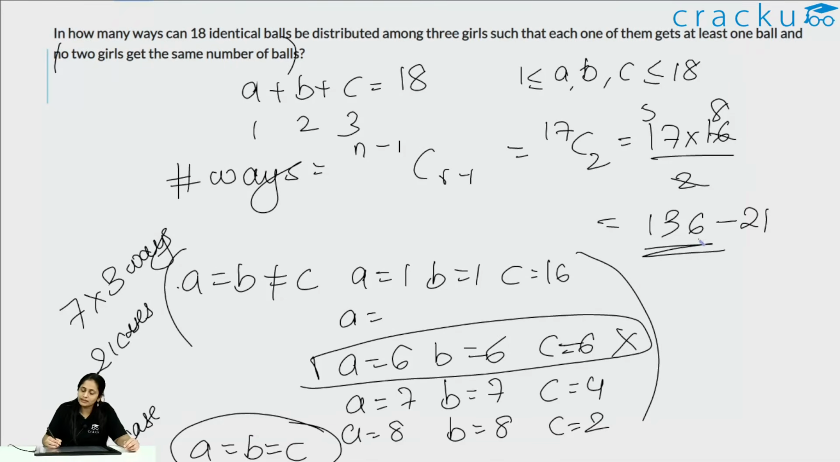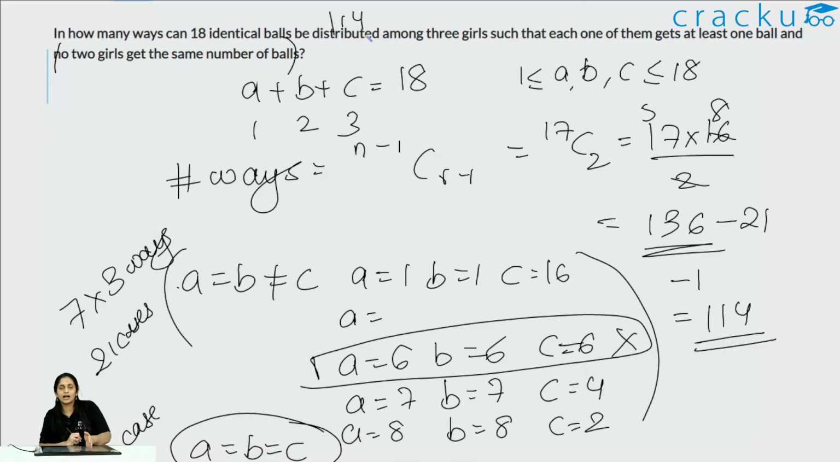So from 136, I remove 21 when 2 girls have the same number of balls and 1 has a different number of balls, minus 1 when all 3 have the same number of balls. So 136 minus 22 is 114. So how many ways can you distribute? You can distribute in 114 ways. So always remember, first start with finding out the base value of number of integral solutions. From that, remove all the cases where the particular condition is violated.